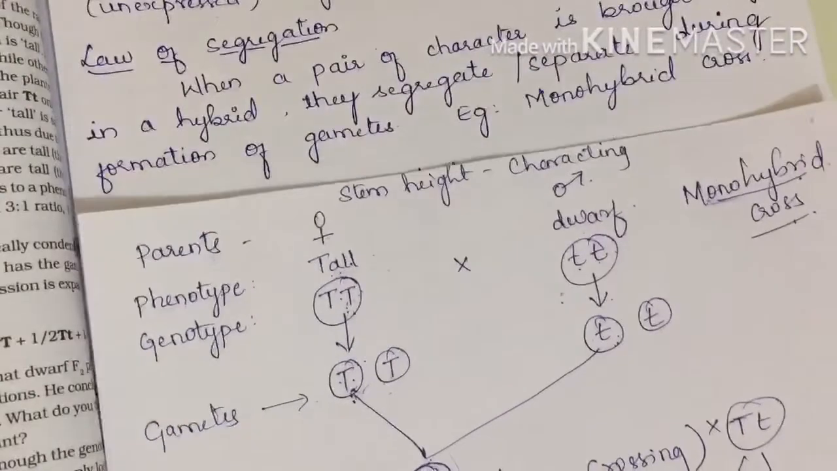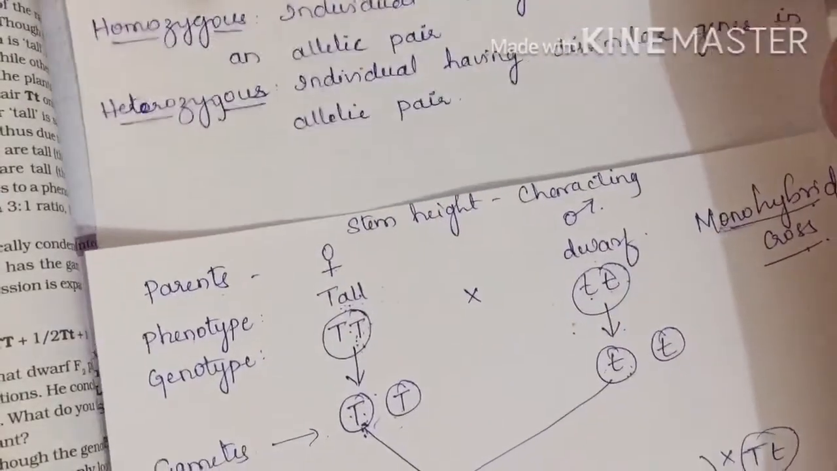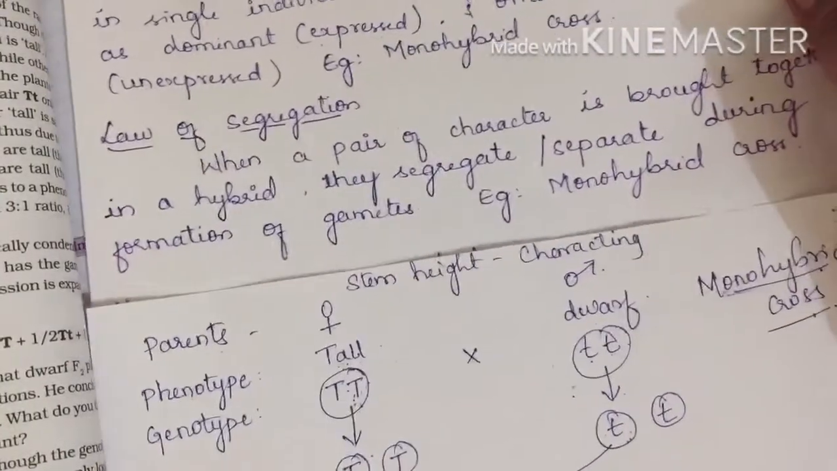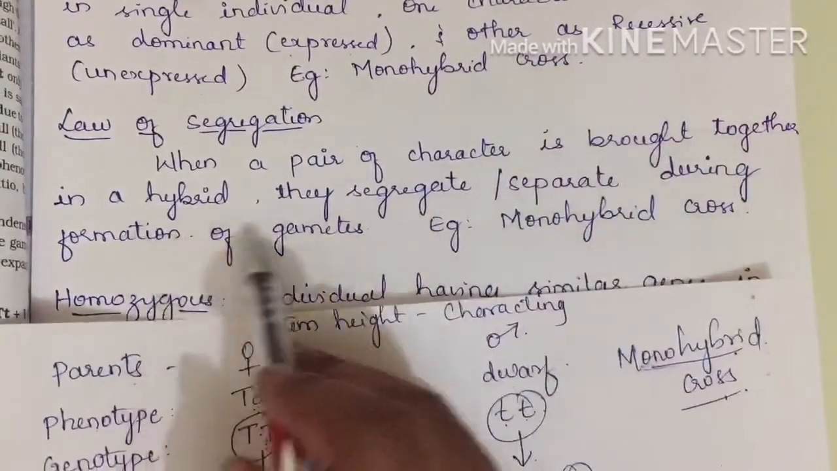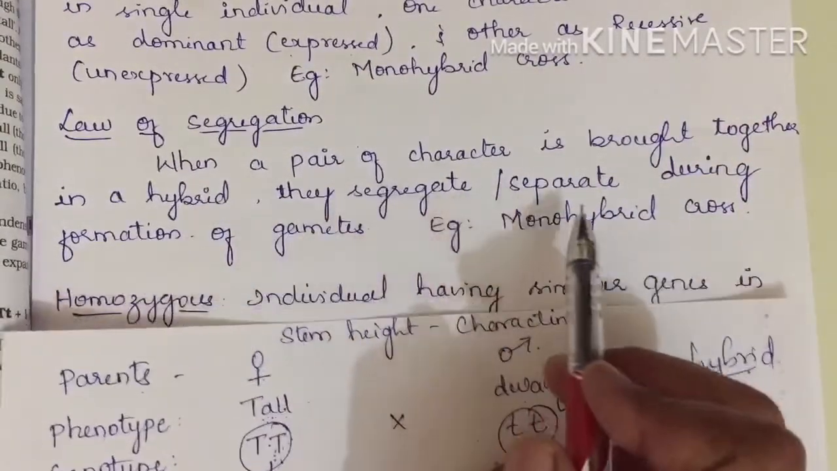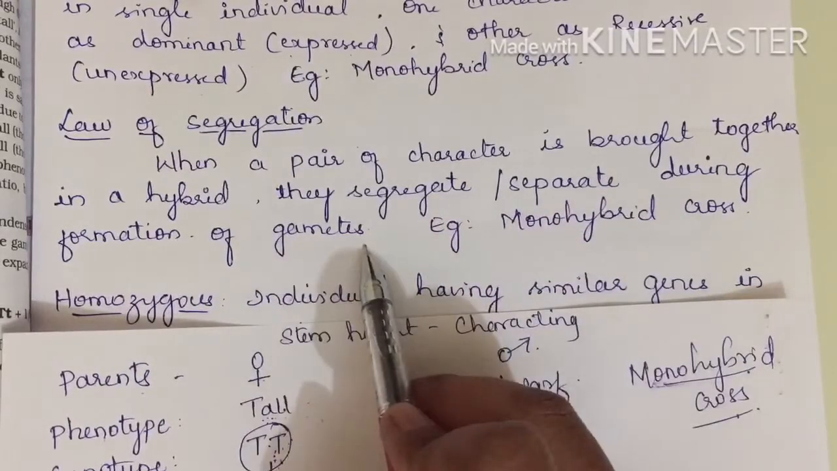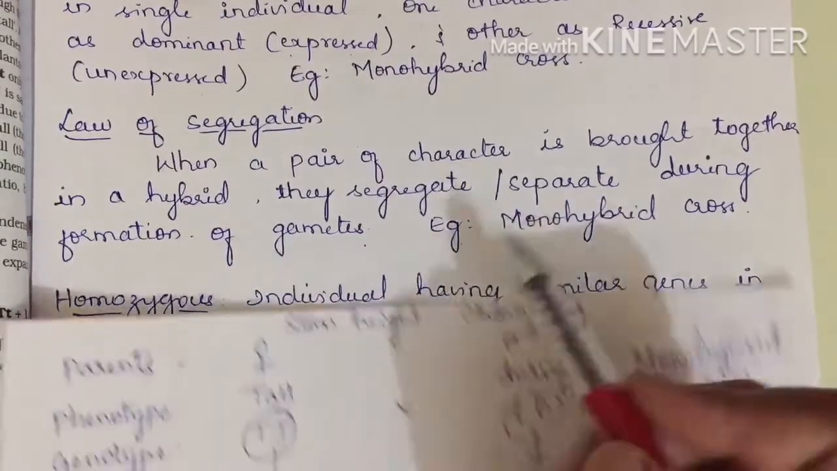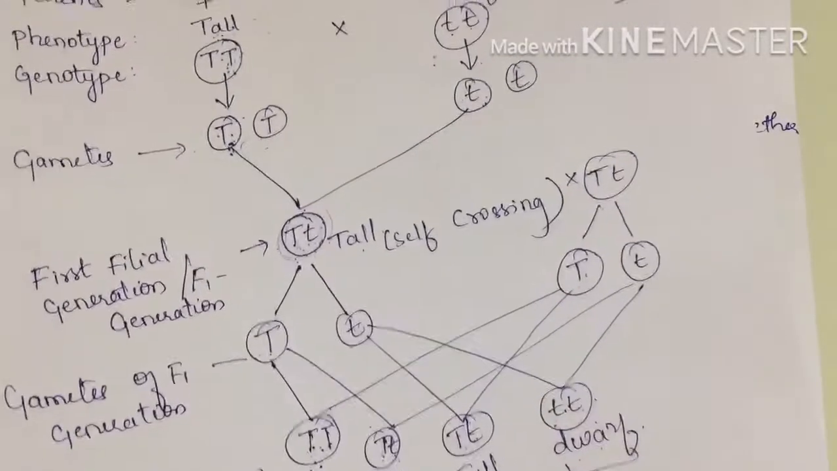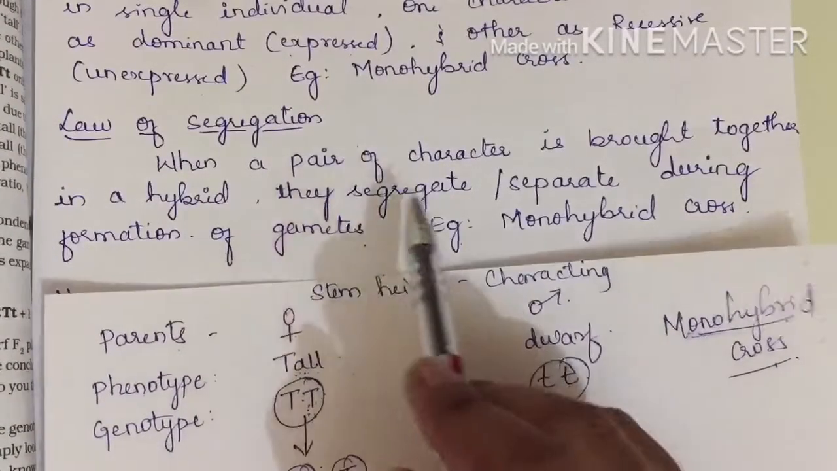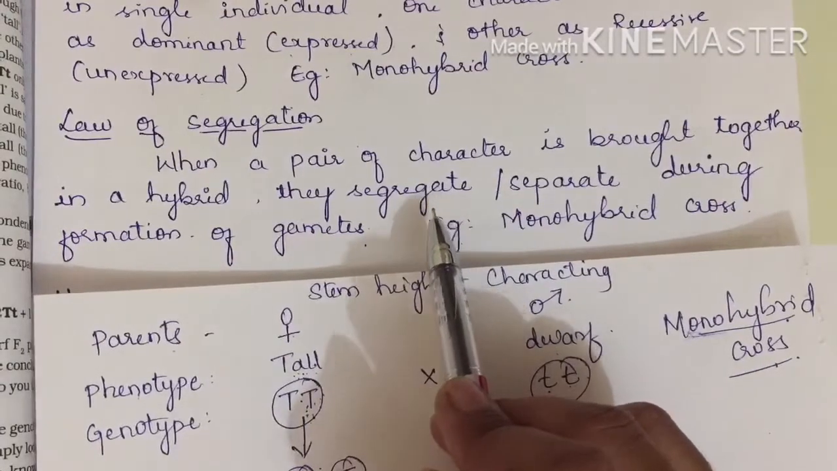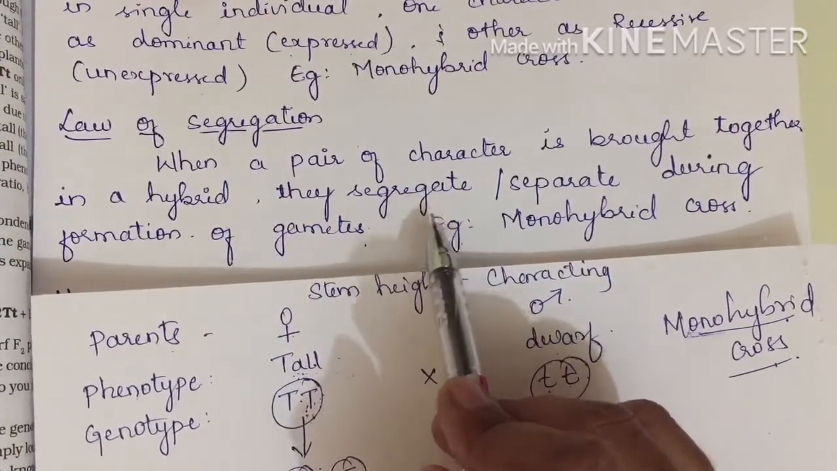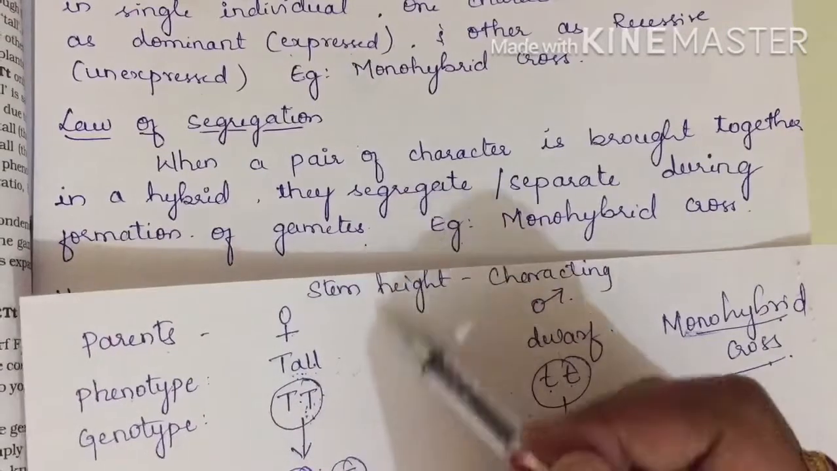To explain that, he has given the law of segregation. The law of segregation is this: when a pair of characters is brought together in a hybrid, they segregate or separate during the formation of gametes. Example: again the same cross we have discussed just now. While explaining, you will explain about the separation of the gametes. During the formation of the gametes, what you are going to explain depends on the law of segregation.